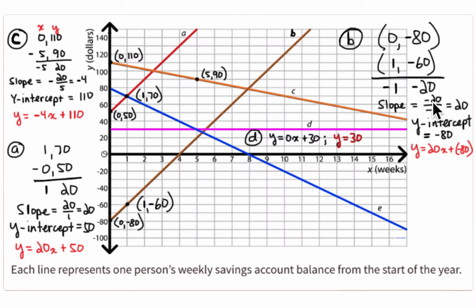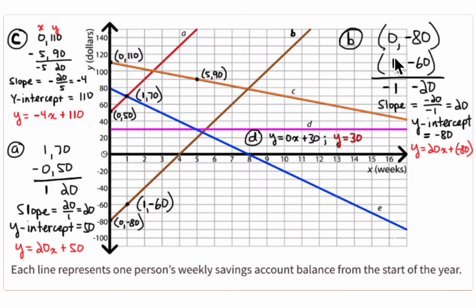Now, this is just purely doing the arithmetic. Kind of loses context if you don't look at what's going on in the problem. You end up with a negative divided by a negative. You could have subtracted 0 and negative 80 from 1 and negative 60. You should practice doing these both ways, by the way.